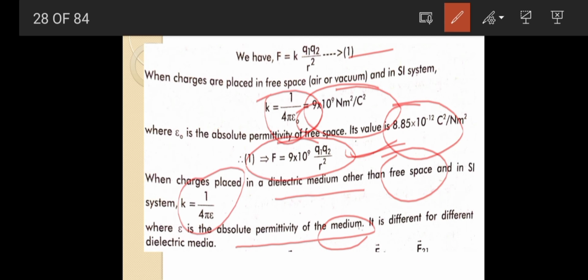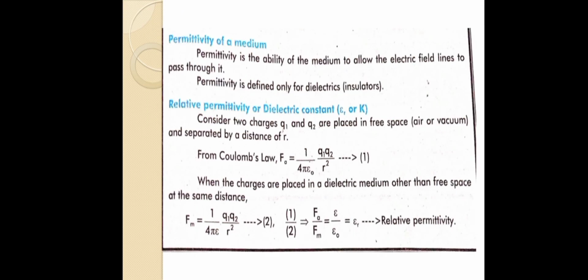Now let us move ahead to the next slide. Now, permittivity of a medium. How do you define permittivity of a medium? Permittivity is the ability of the medium. I repeat, permittivity is the ability of the medium to allow electric field lines to pass through it.